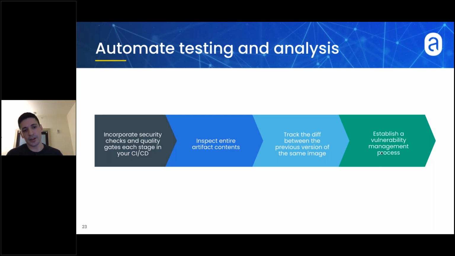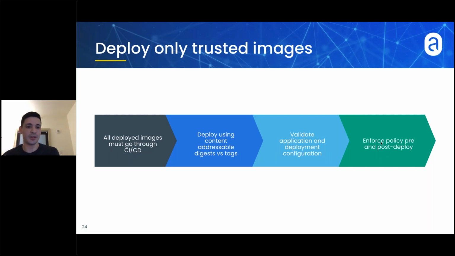And then next and finally, it's really all about deploying artifacts that we trust, right? So all deployed images must go through our CICD. There really shouldn't be rogue containers. Anything running in the cluster has to, hopefully, be signed and then validated that it's been signed pre-deployment.